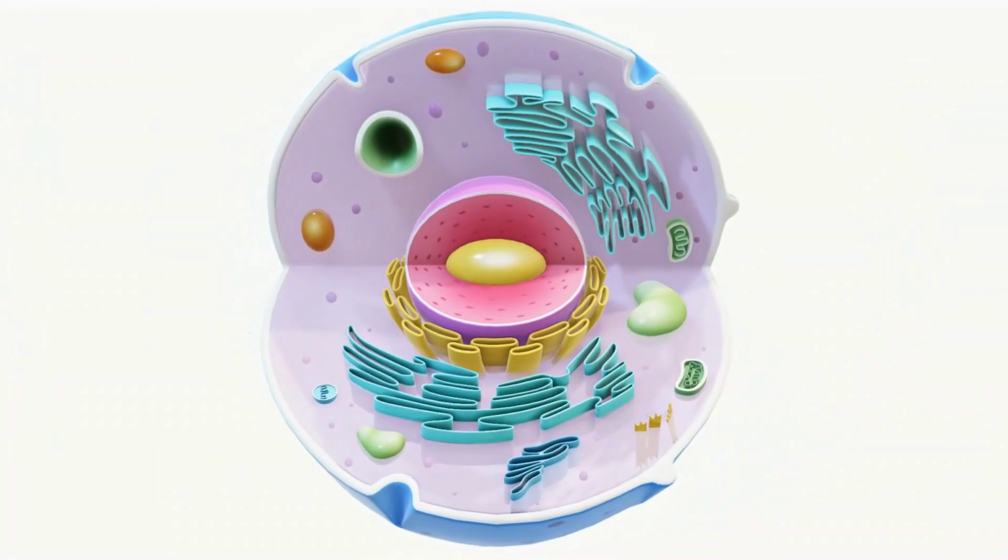Eukaryotes, like prokaryotes, also have ribosomes and DNA. However, unlike prokaryotes, where DNA is just in a central region of the cell, in eukaryotes, the DNA is enclosed in a membrane-bound organelle called the nucleus.